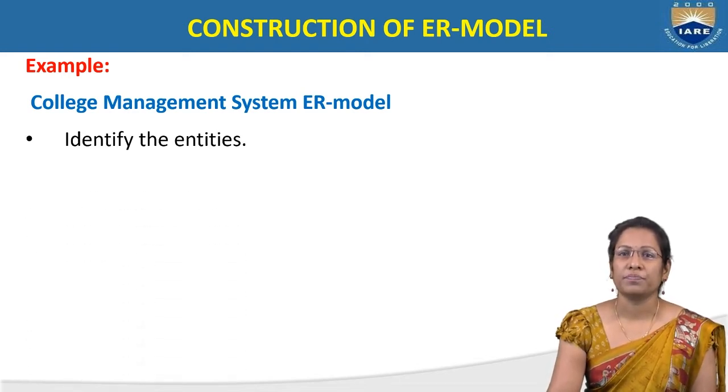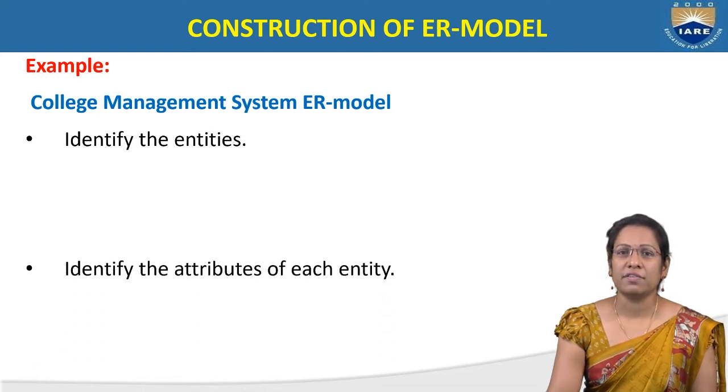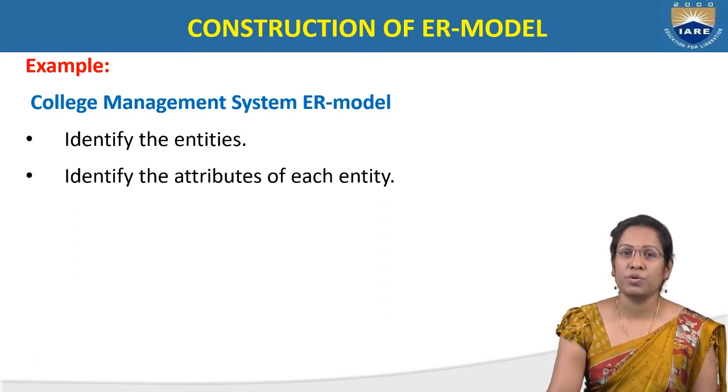The first thing is identifying the entities. In order to design the database, the first and foremost thing is to identify the entities. A college has many types of entities: student, department, faculty, library, exam branch, administrator. All these come under the entities of the college management system. Next, we need to identify the attributes of each and every entity. Each entity has its own properties, and those properties are called attributes.